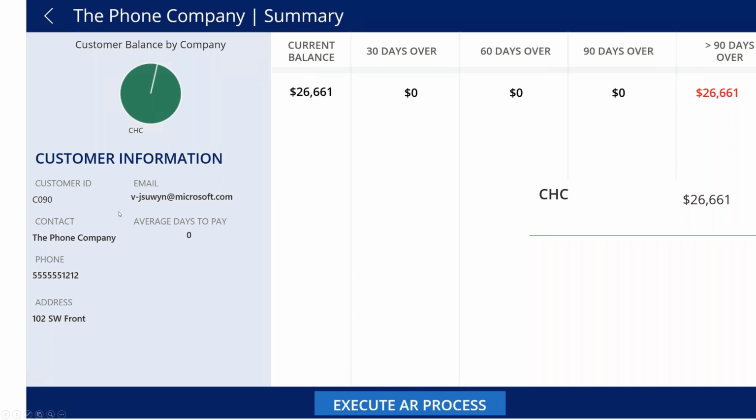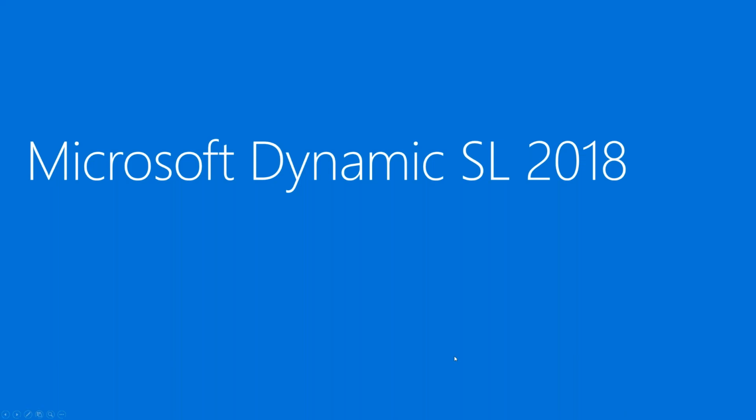Again, same idea as we saw before, but in a little bit nicer layout, just because we have more of an area to display information. And again, we could execute the AR aging process as well, just as we talked about. So those are just two examples of some things that we're going to be releasing with our next release.